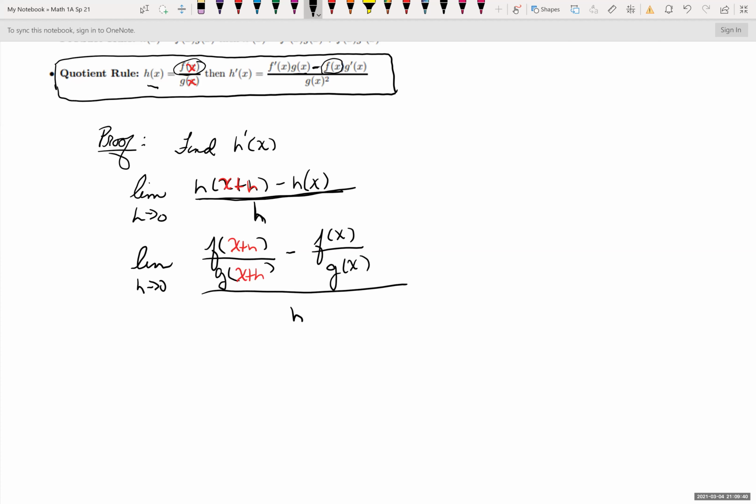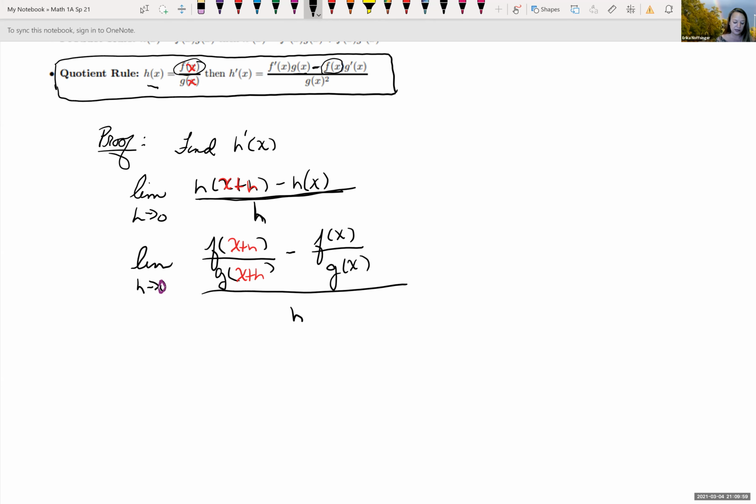If we did direct substitution and plugged in 0 wherever we saw an h, we would have in the numerator f of x over g of x minus f of x over g of x. That is 0 all over h, which is 0. So 0 over 0 doesn't tell us anything.